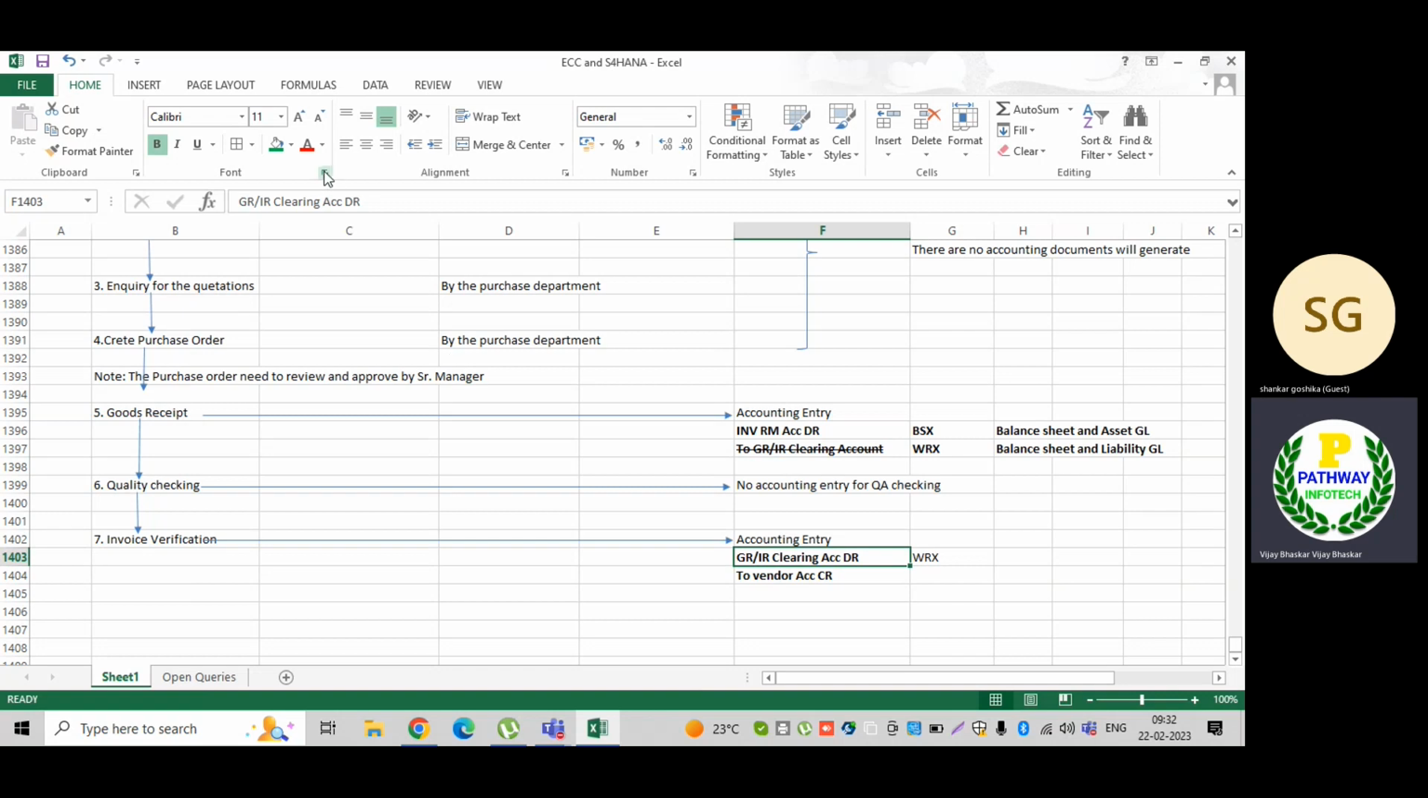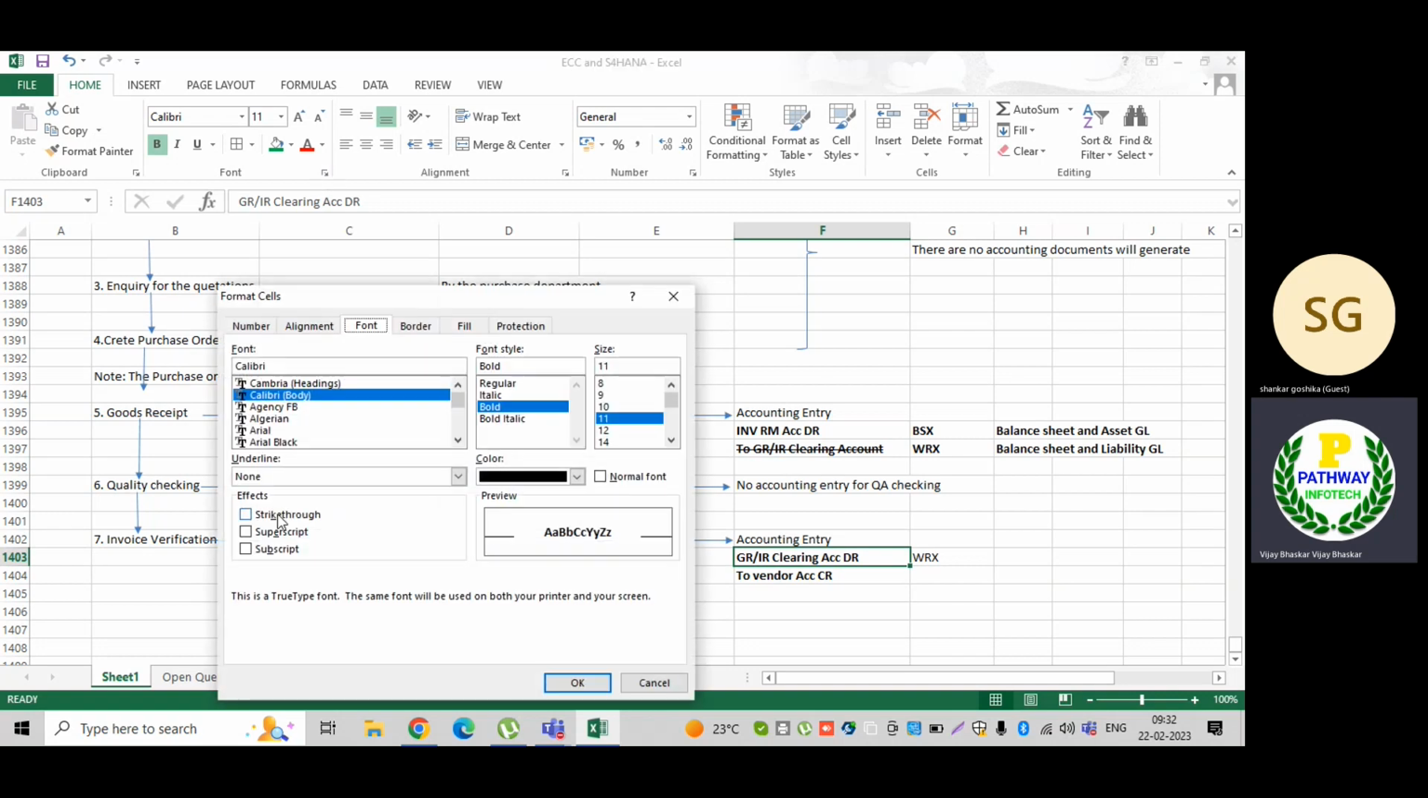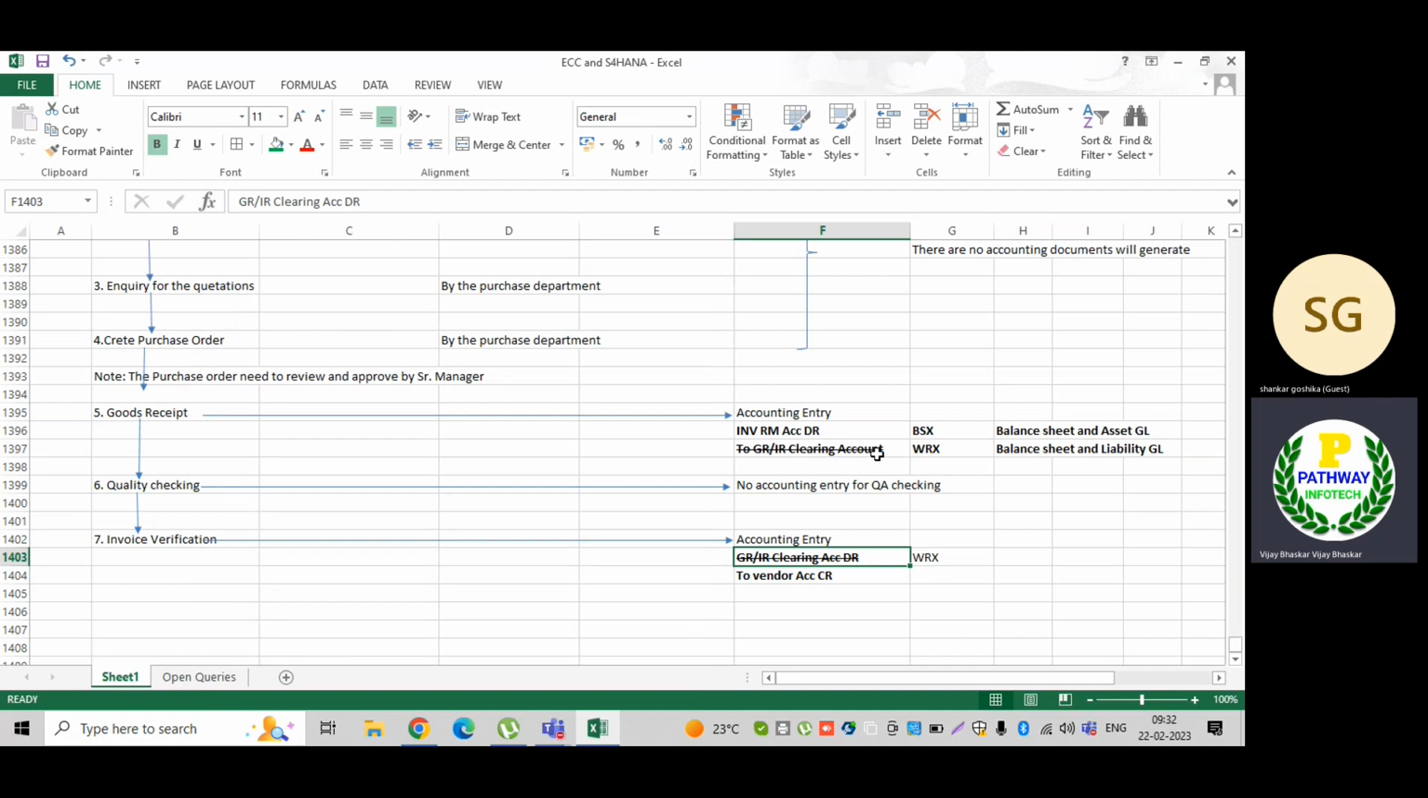Now see, the GRIR clearing account here is credit. In the same way, here is a credit and here is a debit. Both will get nullified. That is what I told you yesterday: the GRIR clearing account balance should always be zero, except until the quantity is received. Then what would be the final accounting entry?